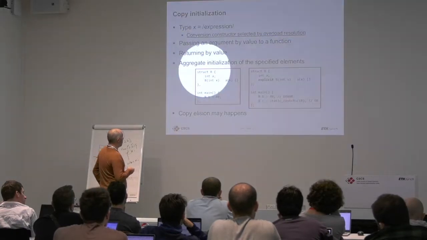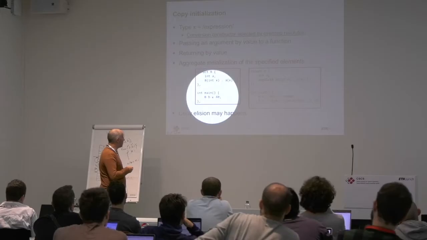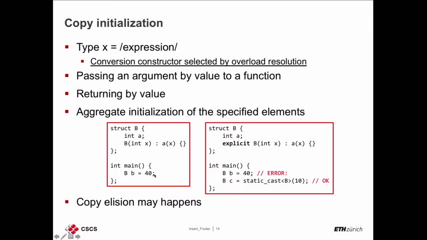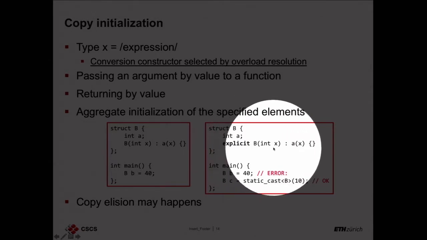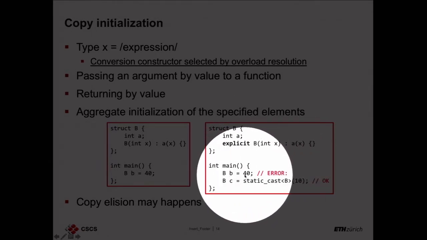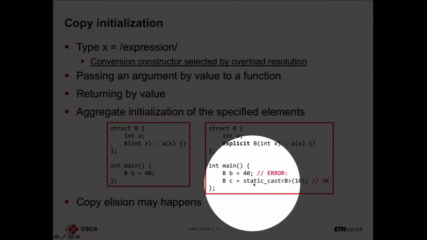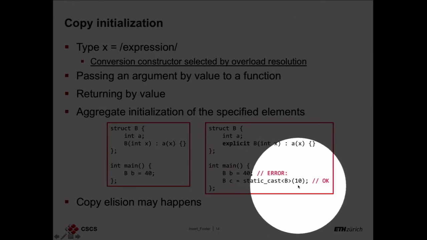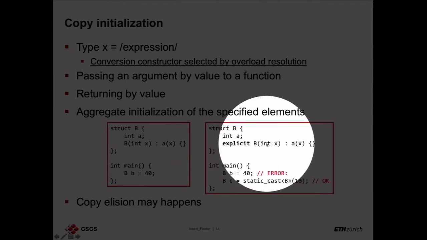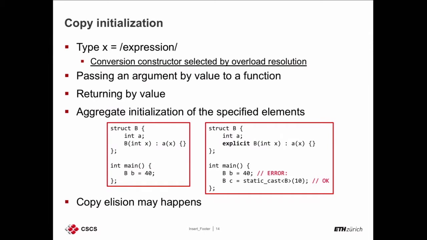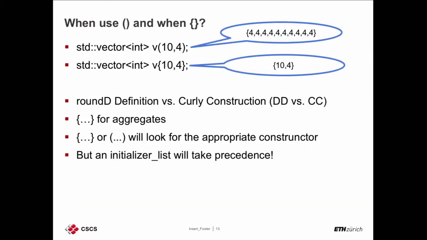If you don't want this to happen, which is something that you might want to avoid, B is not an integer, so why should I assign an integer to B? If I don't want that to happen, I can put the explicit keyword on my constructor. Say explicit B, and then this will become a compilation error, but I can do an explicit cast from an integer to my type B. So this line will actually work, and we'll call this constructor. So copy initialization actually transforms values.